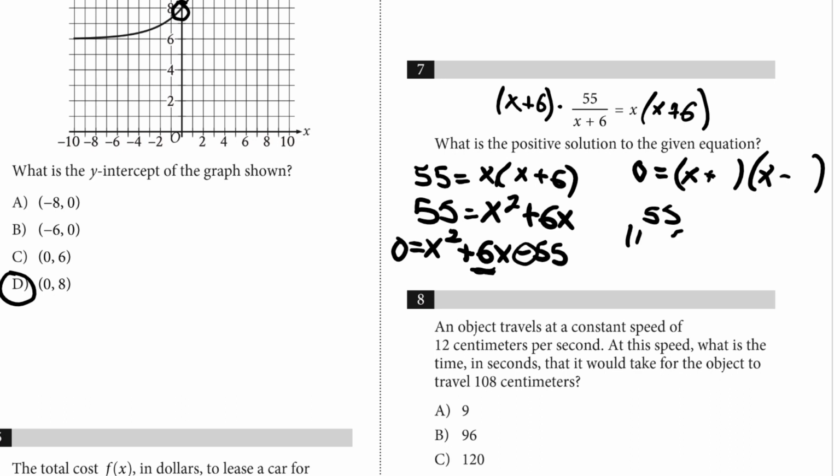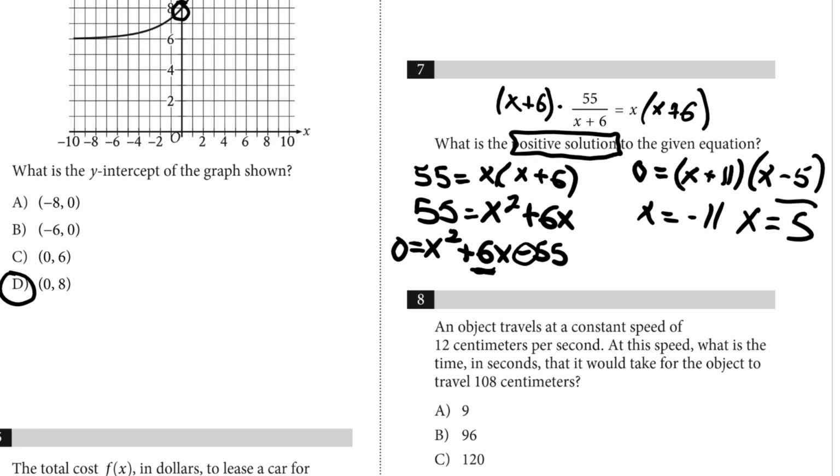That's going to be 11 and 5. The bigger number always goes first, 11 and 5. And then this is going to result into x equals negative 11 and x equals 5. The question is asking for the positive solution, so that's going to be x equals 5.